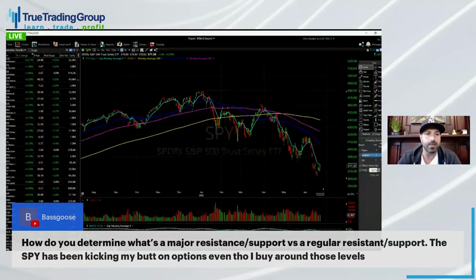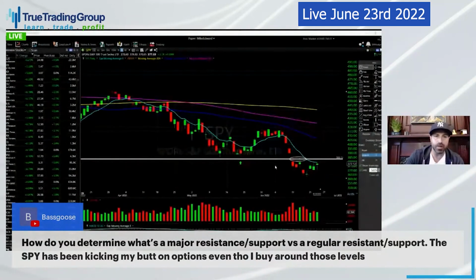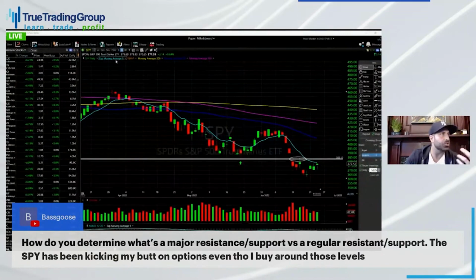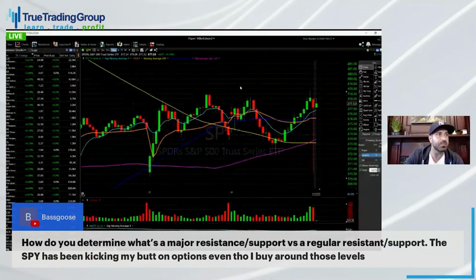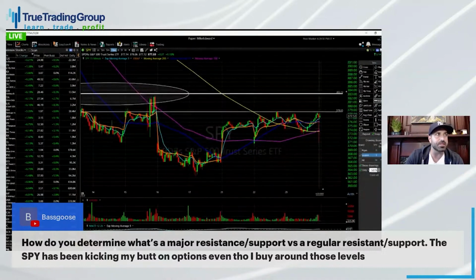What you can look for is the amount of times that a level gets tested. So for example, if we take a look at the SPY right now, here's a chart of the SPY. And now just as an example, there's more structure there than when I zoom in and take a look at a 15-minute chart, where you have resistance right now at this level, which is 379.